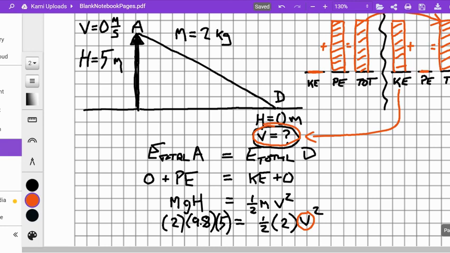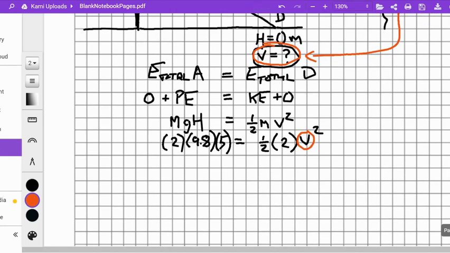Okay, so let's continue. So now in my calculator, I'm going to calculate 2 times 9.8 times 5. So I'm going to do that on my calculator. 2 times 9.8 times 5. That would be 98 joules. And then over here, I've got 1/2 times 2. That's 1 times V squared. And so then I've got that over here. So I'm almost done. So basically what I have is 98 is equal to 1 times V squared.